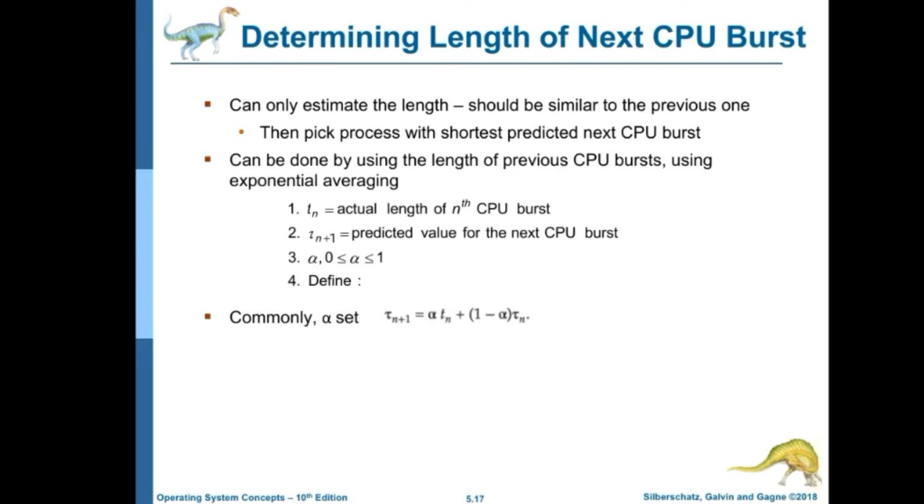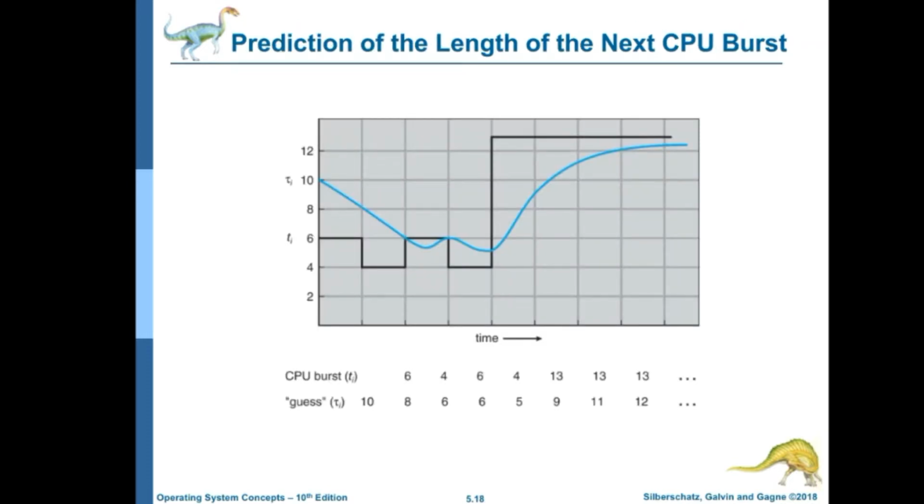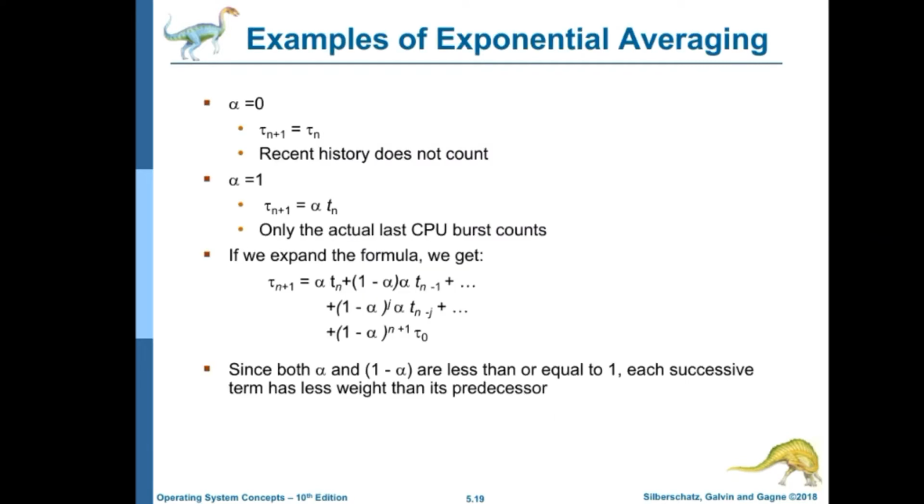Determining the length of the next CPU burst. We can only estimate; the length should be similar to the previous one, then pick the process with the shortest predicted next CPU burst. This can be done by using the length of previous CPU bursts, using exponential averaging. You can see the exponential averaging below. Here is the prediction of the length of the next CPU burst, showing the CPU burst and the guess, or the time. Here are examples of exponential averaging.